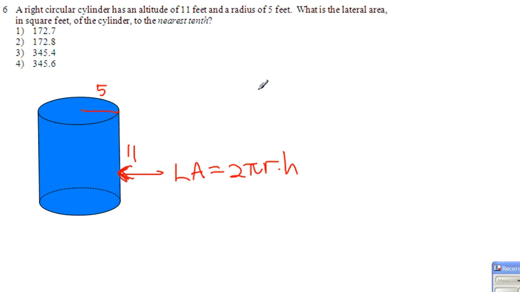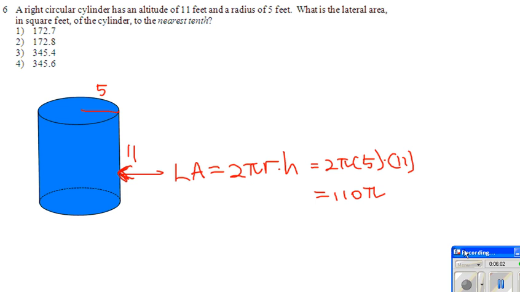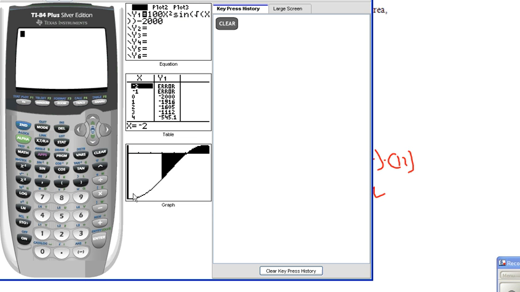So when you look into this one, we will end up getting 2 pi r, where r becomes 5, and h becomes 11. In fact, our answer will become 110 pi. Now, if you have to calculate 110 pi, because we don't have it here, it seems, we're going to plug that into the calculator. 110 pi, right over here.